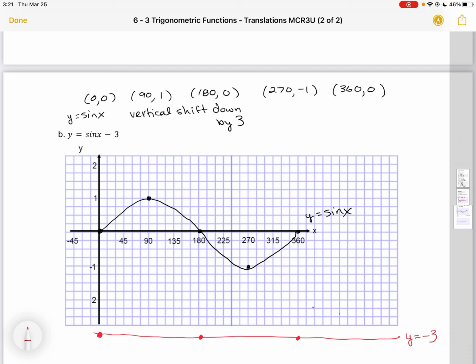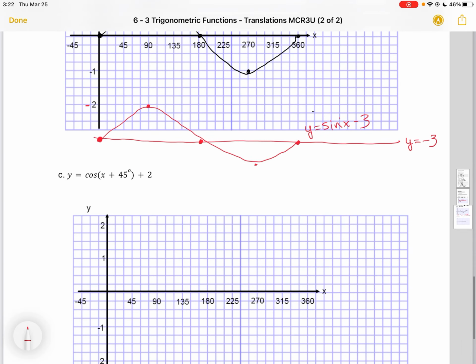So I've got 1 shifted down 3, which should now be at minus 2. And then my minus 1 is going all the way down to minus 4, so I will shift it right down here and connect my dots. And this is y equals sine x minus 3.